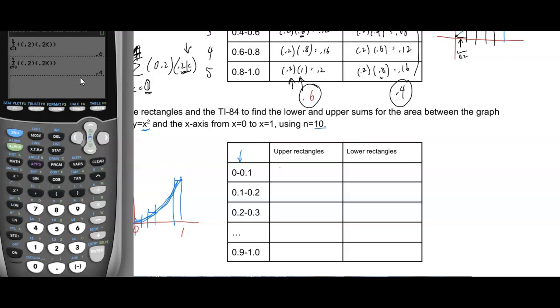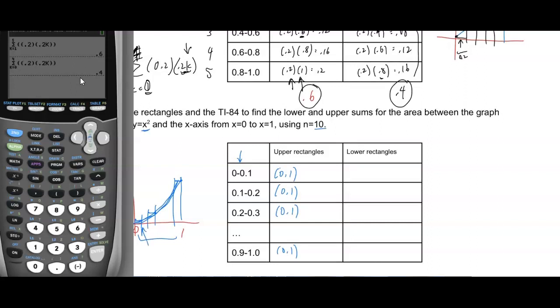Because we took the interval from 0 to 1 and divided it up into 10 intervals, the left number is always going to be the width, which is 0.1. Okay, what about the right number? The right number for the first estimate is going to be 0.1 squared, right? Because we want the highest point in the interval from 0 to 0.1. That would be the rightmost point, which would be x squared, 0.1 squared.